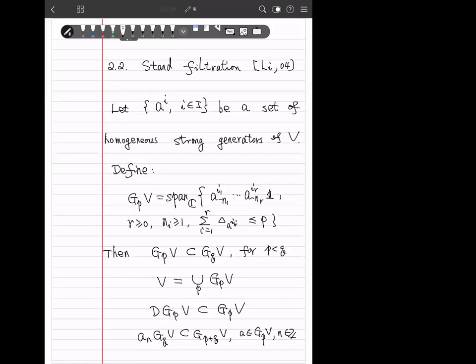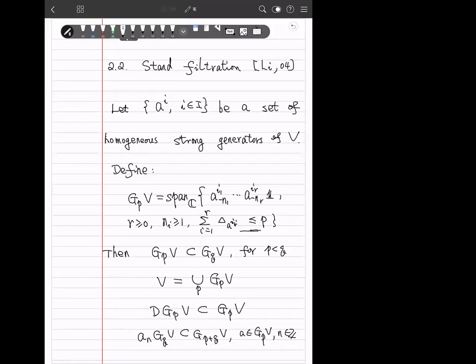Okay. Now let A_i be a set of homogeneous strong generators of V. Then we define this subspace, which is linearly spanned by such elements, satisfying the weight condition: the sum of these weights satisfies this.